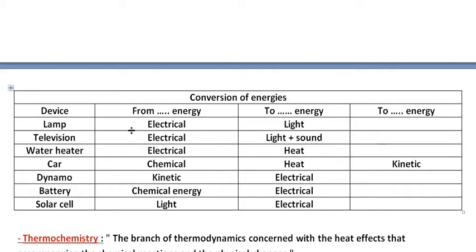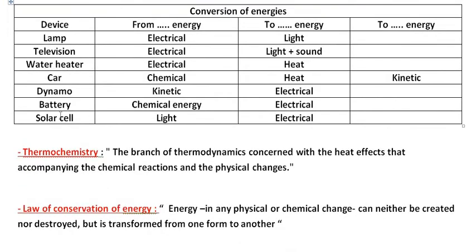Here are some devices that change energy from one form to another according to the law of conservation of energy. For example, the lamp can convert electrical energy into light energy, the television from electrical energy into light and sound energy, and so on. Even the car can convert chemical energy from the fuel into heat by combustion of the fuel. Then the engine of the car converts heat energy into kinetic energy. Here are some other devices that can change one form of energy to another form.